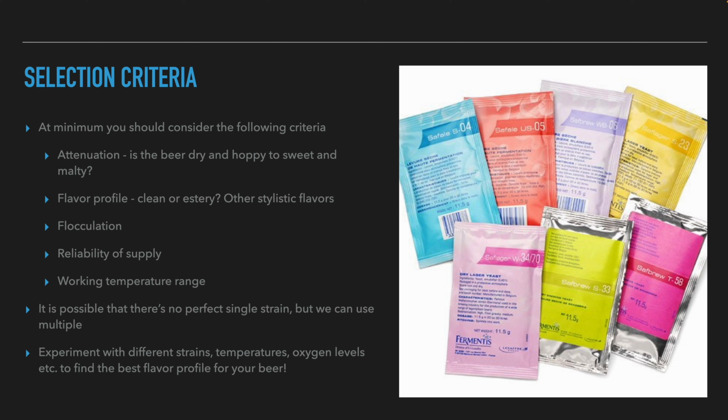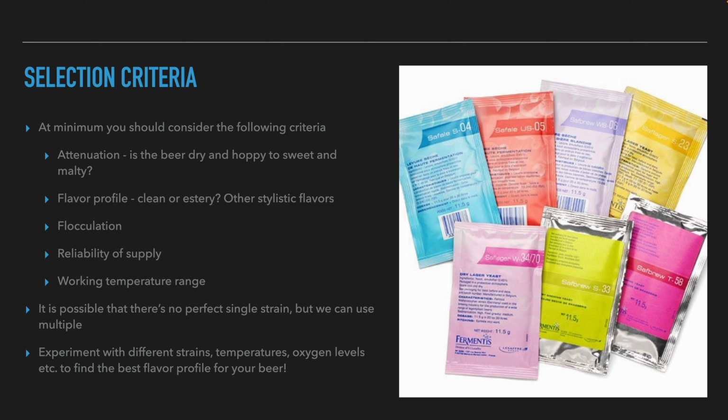We will of course also consider the flocculation of the yeast. As we said, we will choose a strain with a low flocculation if it's a beer with haze, or a strain with high flocculation if it's a sweet malty beer. If we are a commercial brewery, we will also look at the availability of these yeast to make sure that we don't get stuck and suddenly not be able to make a certain beer.